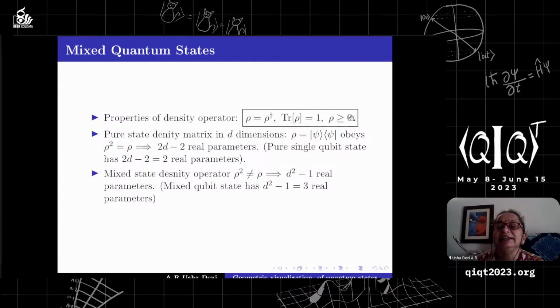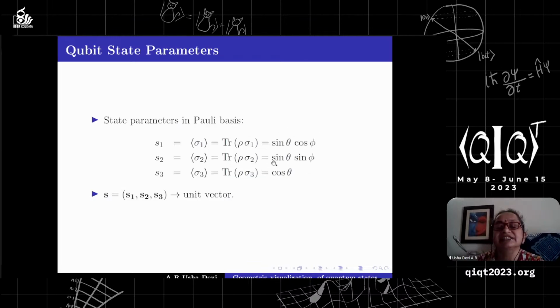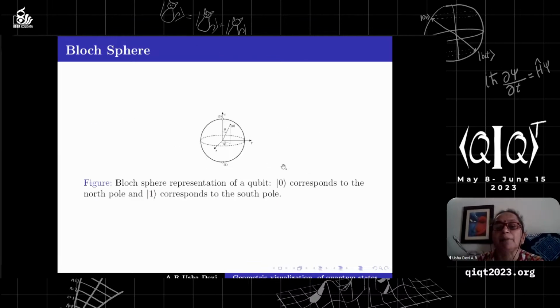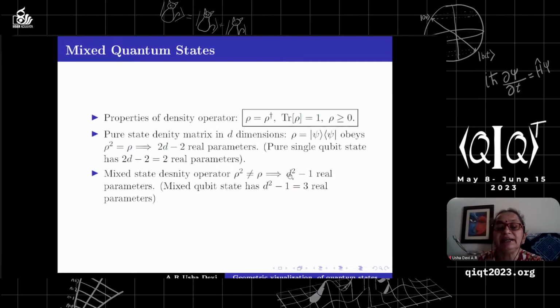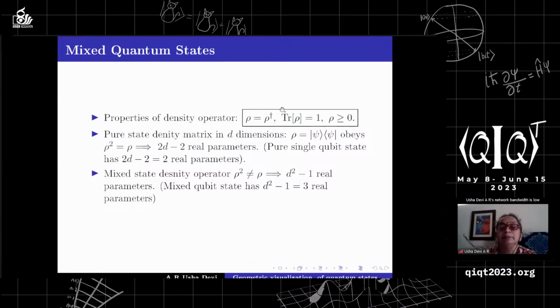It's Hermitian, it has unit trace, and it's positive. In D dimensions, a pure state has 2D minus 2 real parameters. For a pure single qubit state, that is D equal to 2, I only have 2 real parameters. That is what led us to the Bloch sphere, a point on the Bloch sphere. Now we go ahead with the mixed state density operator. A Hermitian matrix with trace 1 has D squared minus 1 real parameters, so a mixed qubit state has 3 real parameters.